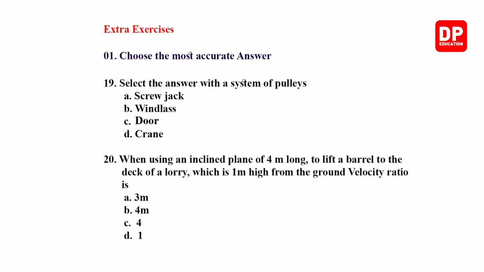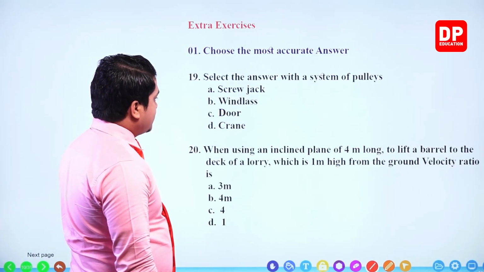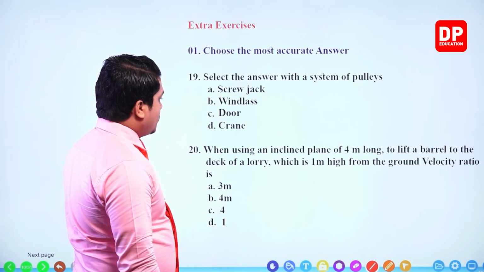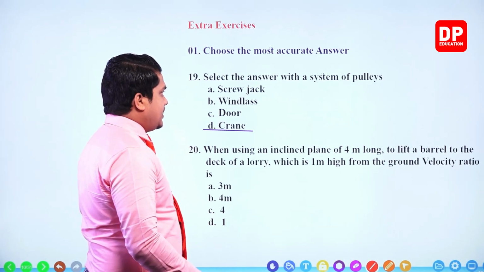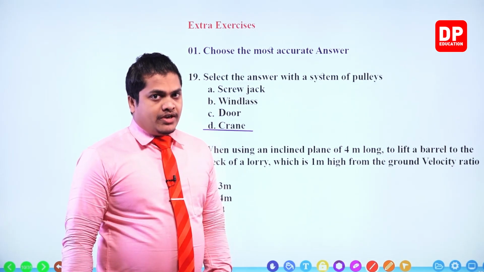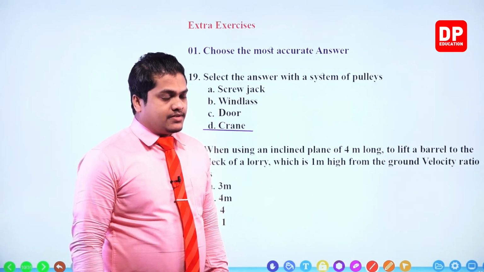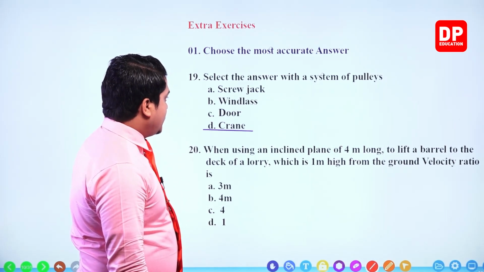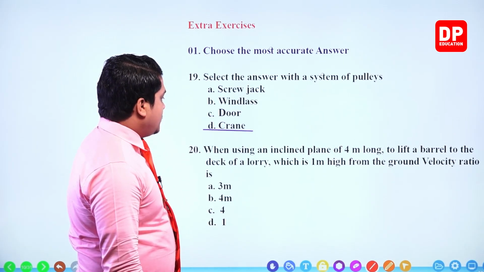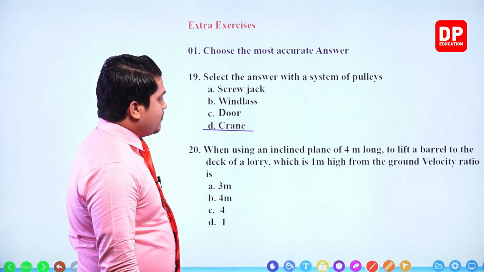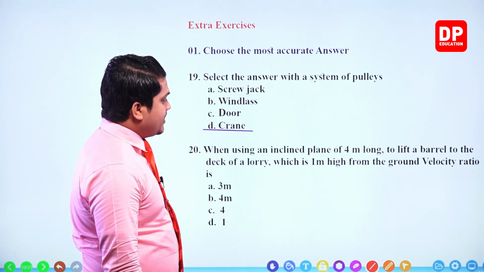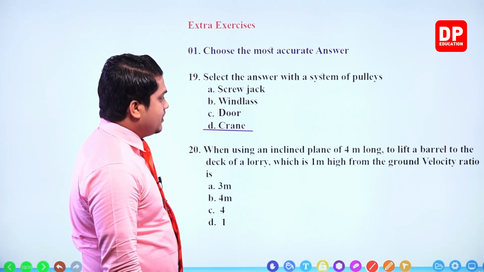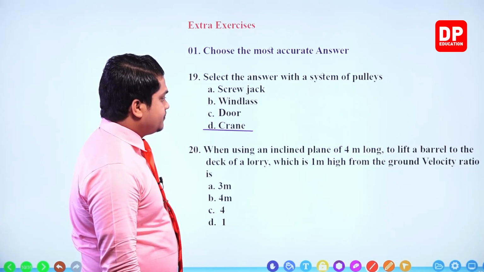Select the answer with a system of pulleys. Screw jack, windlass, door, crane. Very simple, my dear children. Crane is the answer. It's the machine that has a system of pulleys. Next one. When used in an inclined plane of 4 meters long to lift a barrel to the deck of a lorry which is 1 meter high from the ground, velocity ratio.